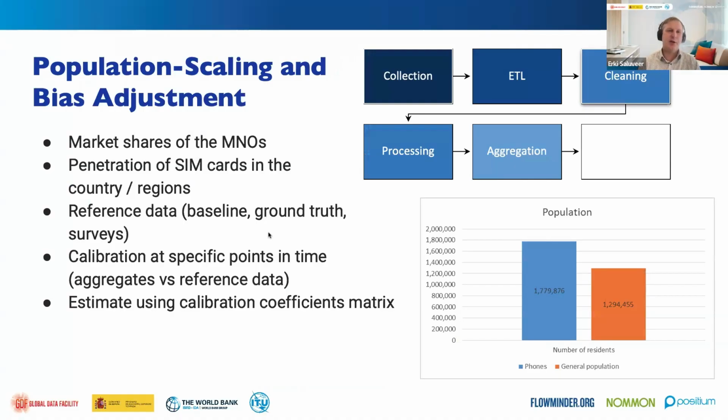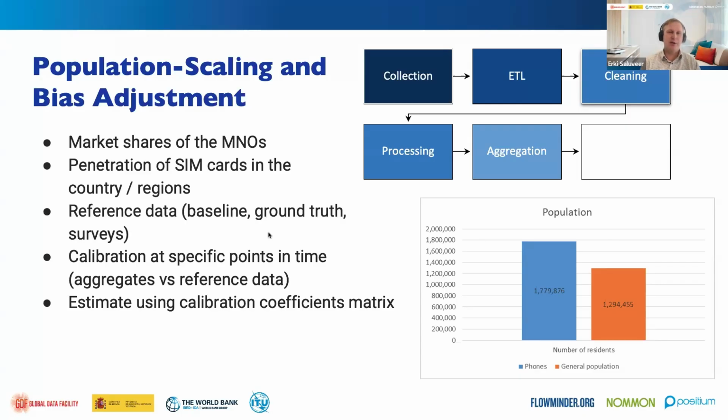So the last stage is basically population scaling and bias adjustment, because when we calculate mobile phones, even when they are human related, if we take all the mobile network operators together, then actually we end up with more phones than there are actually people in a country, because some people do have several phones. So you have issues with over coverage and under coverage, and you have to have a model in place to end up with accurate statistics.